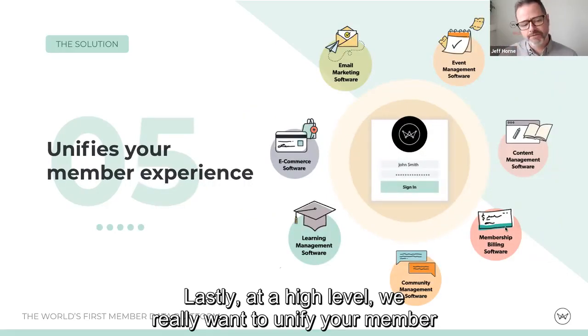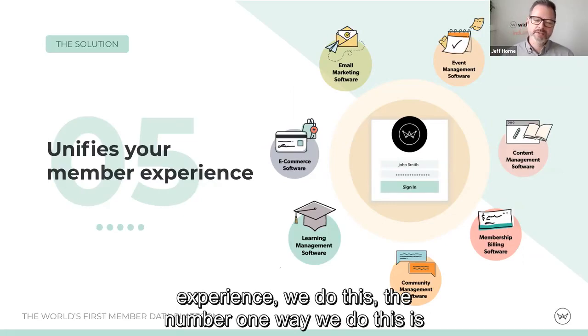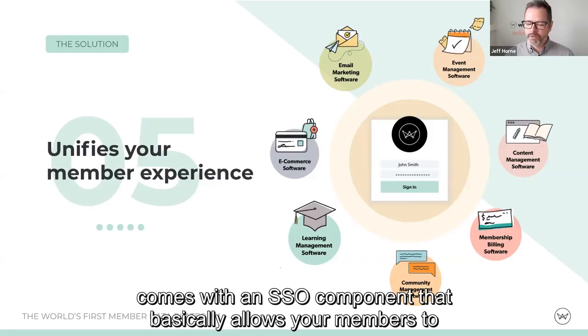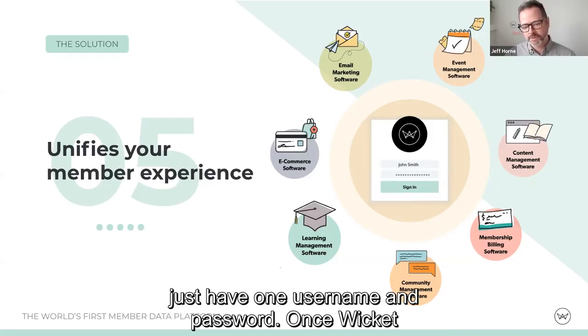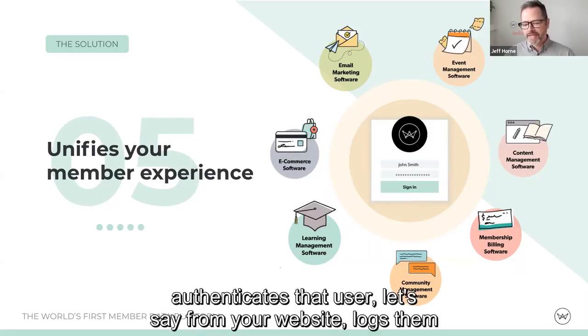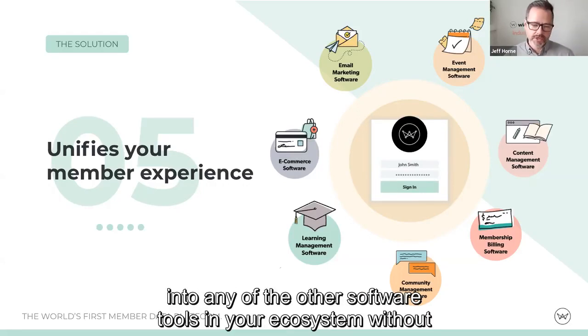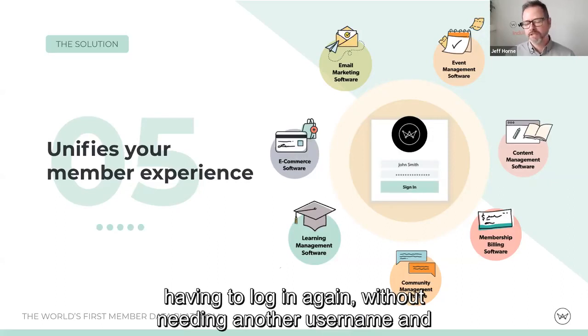Lastly, at a high level, we really want to unify your member experience. The number one way we do this is through a single sign-on engine. The member data platform comes with an SSO component that allows your members to have just one username and password. Once Wicket authenticates that user, let's say from your website, and logs them back into your website, now they can jump into any of the other software tools in your ecosystem without having to log in again, without needing another username and password.